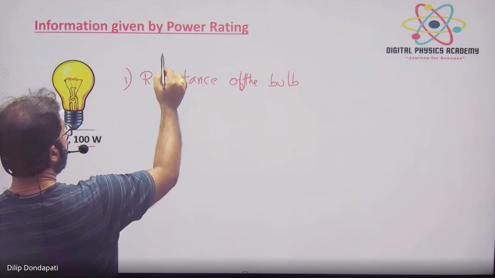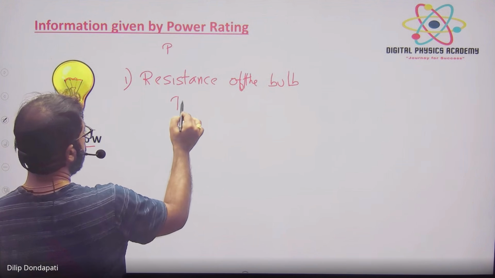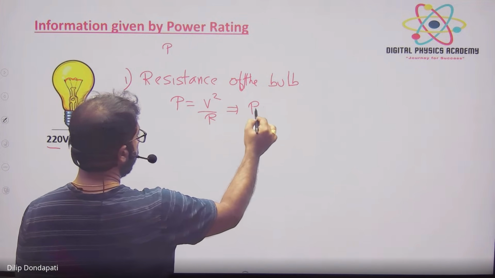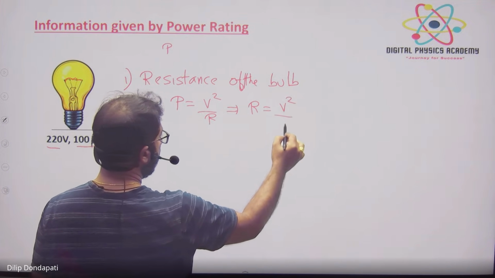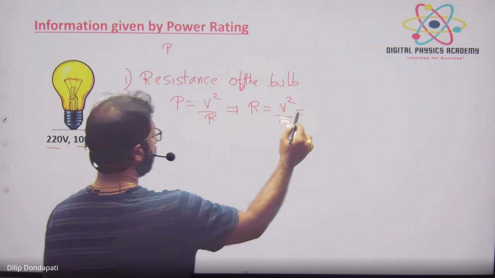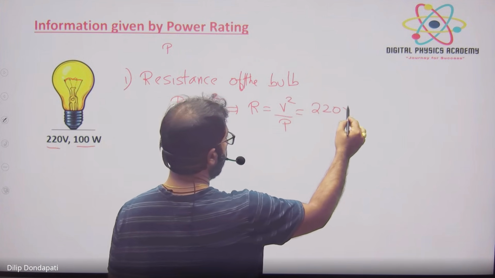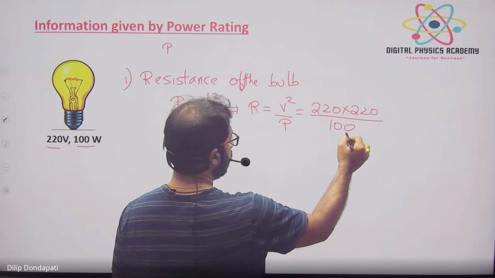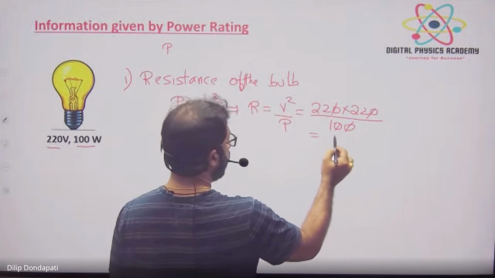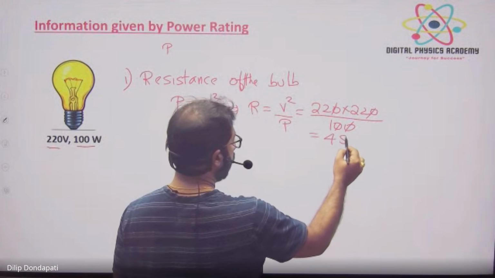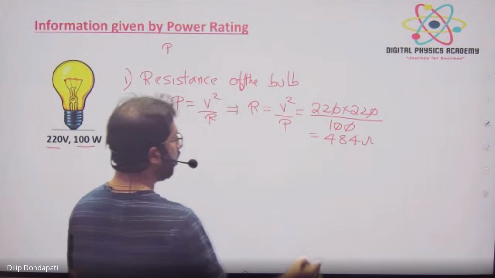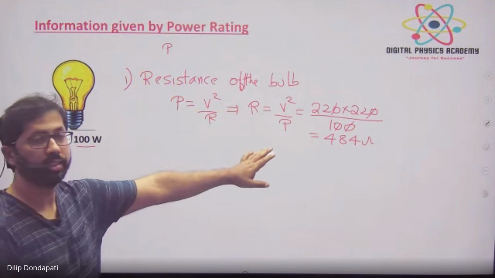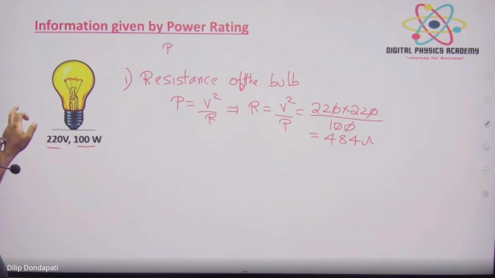We know that P is equal to V square by R, right? From this, R is equal to V square by P. So V square is 220 into 220 by power, which is 100. So 22 and 22 is 484 ohms. Resistance of the bulb is 484 ohms. We can find resistance by using these two readings, power and voltage.